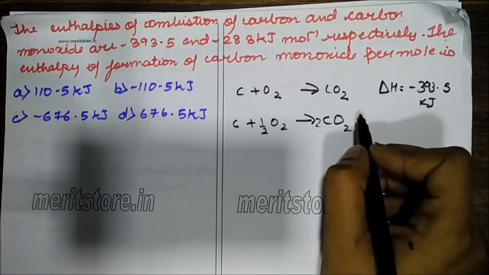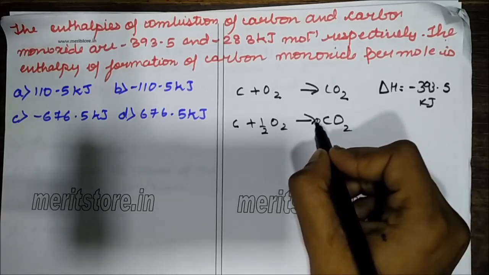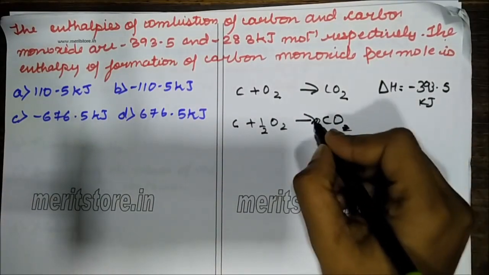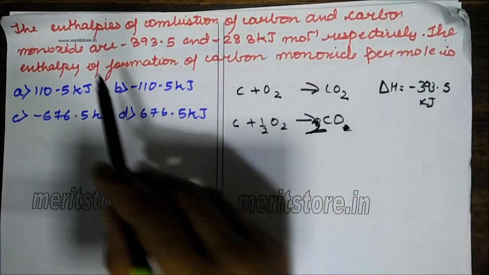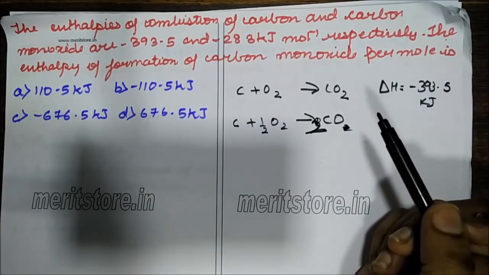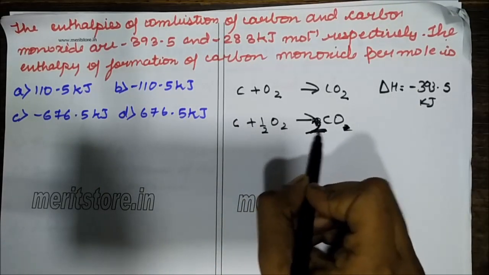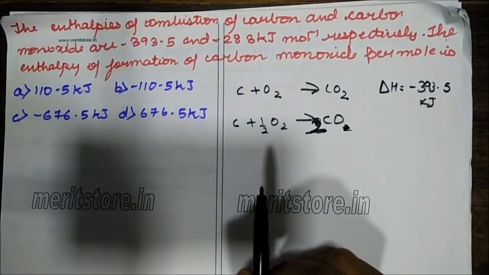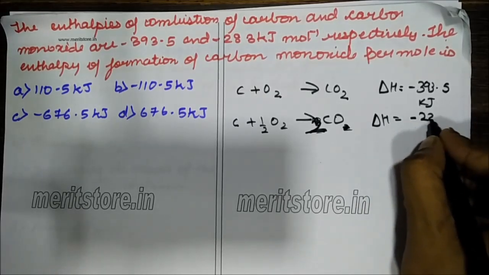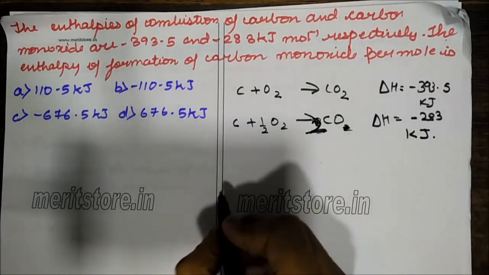See, why am I writing half O2? It is because it is given in the question per mole of carbon monoxide. So if I want to balance this reaction to CO, I will have to write half over here. Okay, so here the delta H is given as minus 283 kilojoules. Now what reaction do we want to get?